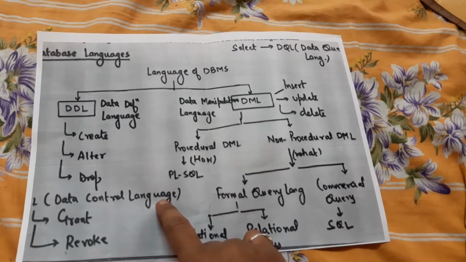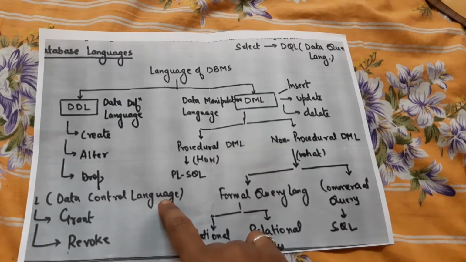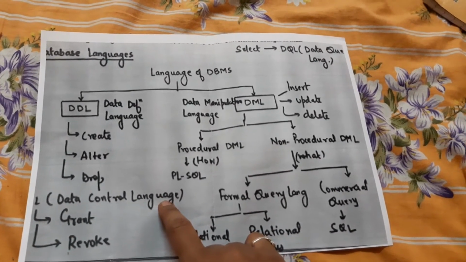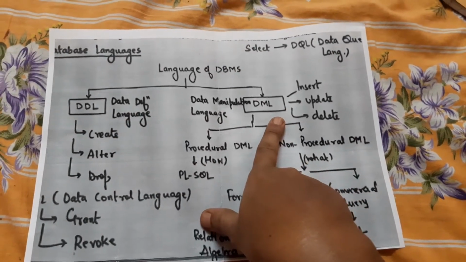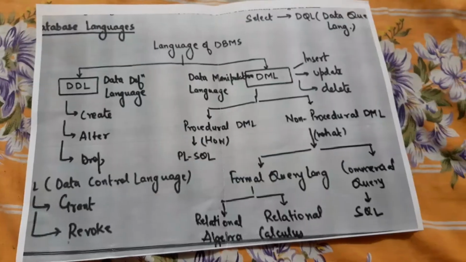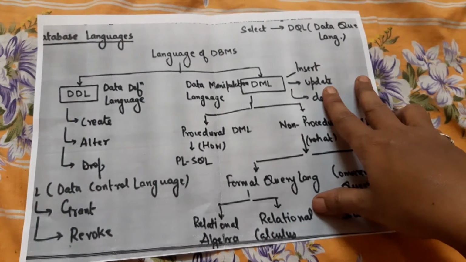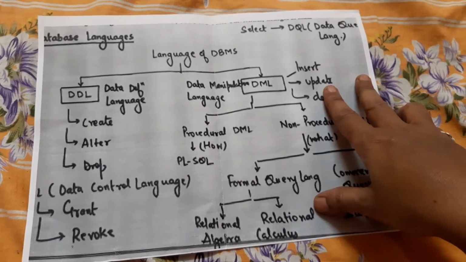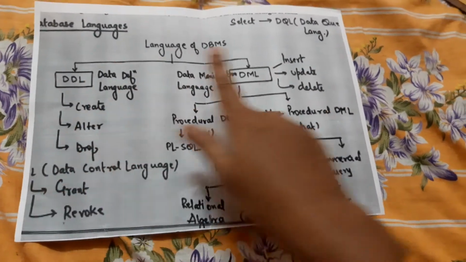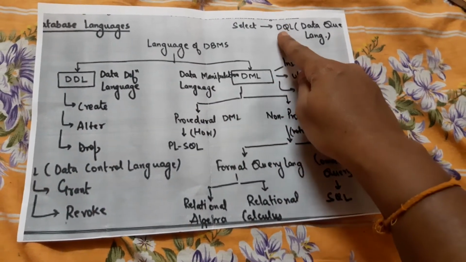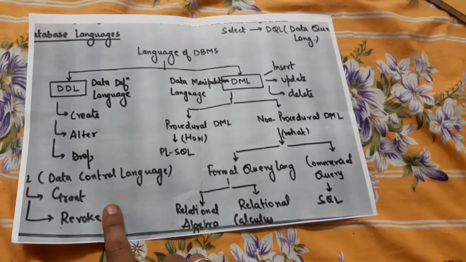Some books have 4 commands, some books give 3 commands, and the major RDBMS languages are DDL and DML. Okay. Let us once again conclude. What is database language? The database language has 4 types. One is DDL, DML, DQL, or we also call it DSL, and DCL.